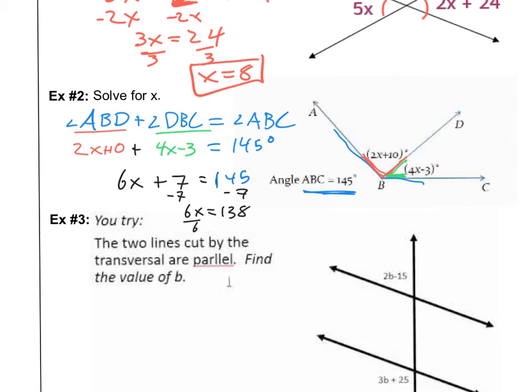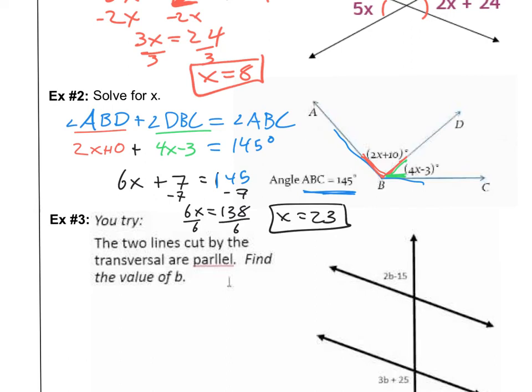And then I could divide both sides by 6. I don't know that off the top of my head, but if you put it in a calculator, you'll get that x equals 138 divided by 6, which is 23. And there you go. We just figured out what x is.